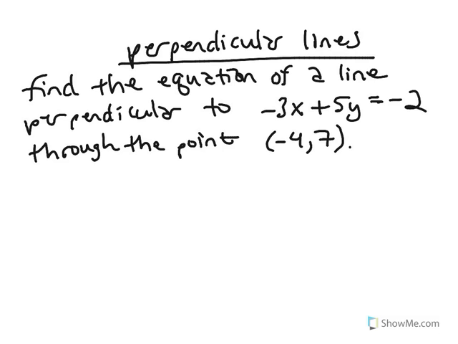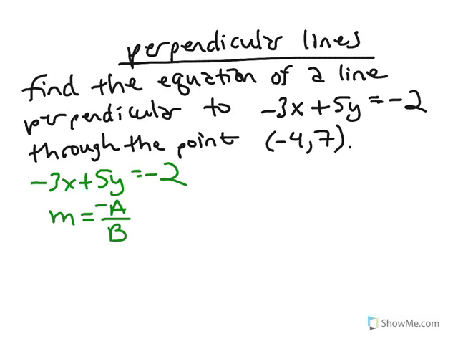Like the previous problem, it's common for textbooks, exercise writers to have students go through the practice of finding the equation of a line perpendicular to a given line through a given point. As before, our equation needs a little touch-up. We got negative 3x plus 5y equals negative 2. The slope for such an equation is always negative a over b. And the opposite of a in this case would be positive 3, and b is 5. So the slope of the line we're given is 3/5.